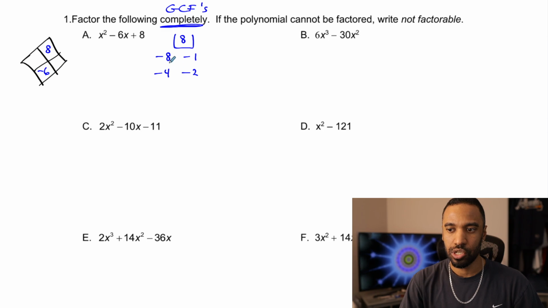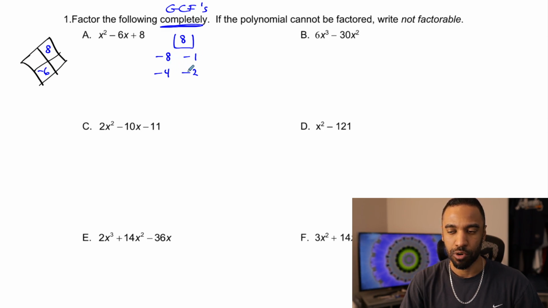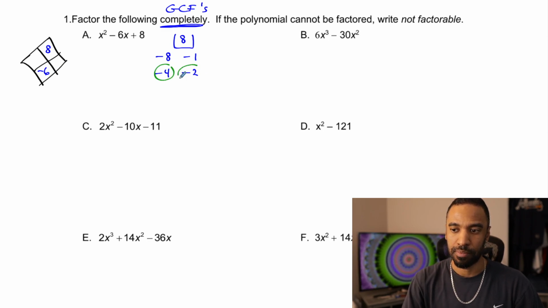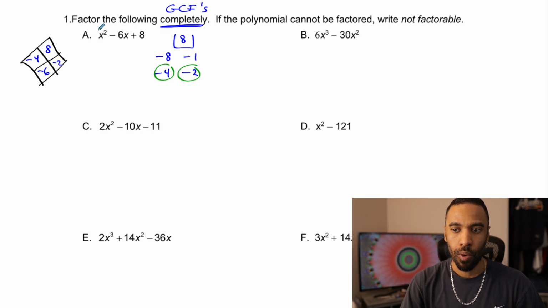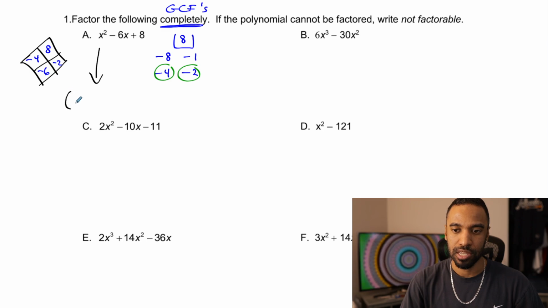Do either of these two sets, negative 8 and negative 1, or negative 4 and negative 2, give me negative 6? Well, the answer is yes, negative 4 and negative 2 give me negative 6. So these are the two numbers that go here. Now, in a 1x squared with the diamond method, that means this factors down to x minus 4 times x minus 2.